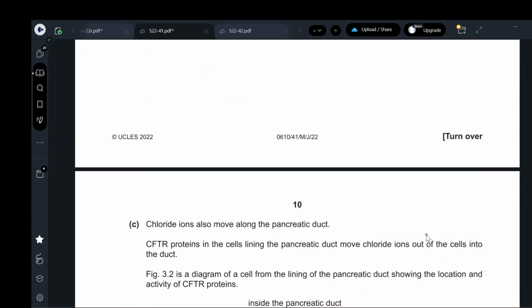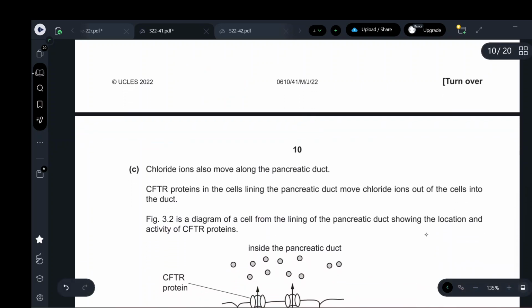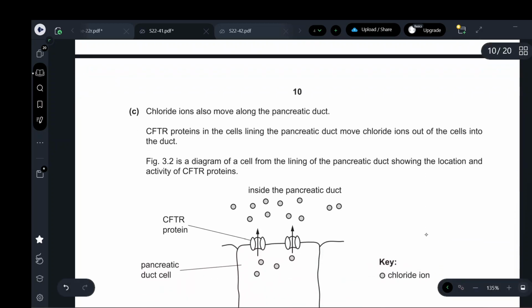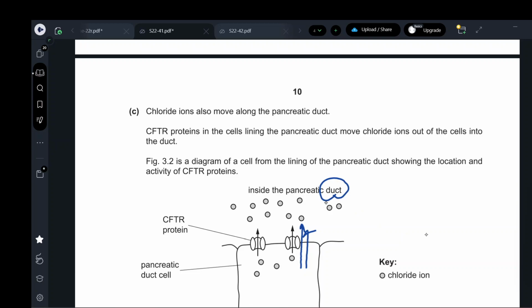Chloride ions move along the pancreatic duct. The CFTR protein in the cells lining the pancreatic duct moves the chloride ions out of the cells into the duct. This is what happens. The chloride ions move out of the cells into the duct. This is the pancreatic duct, the lumen of the duct.